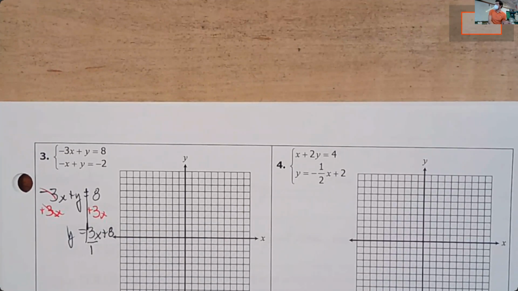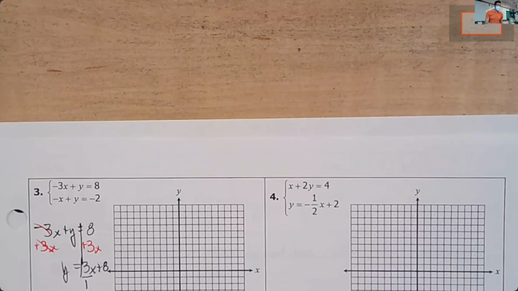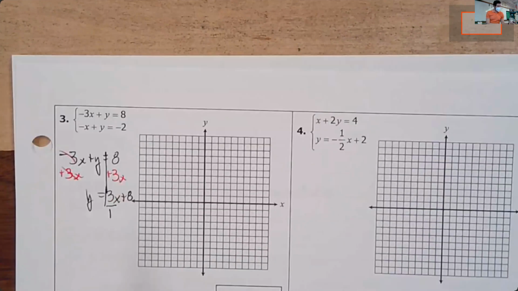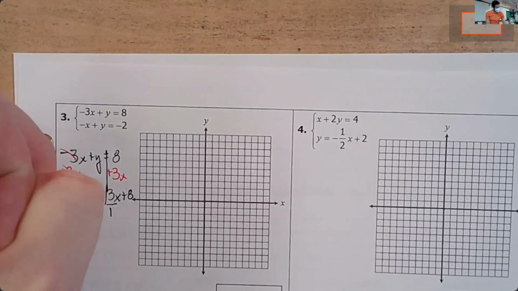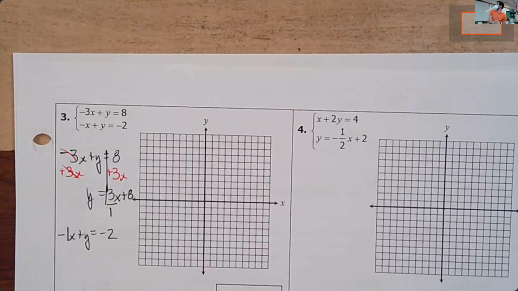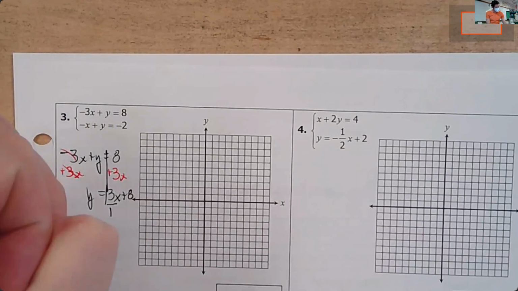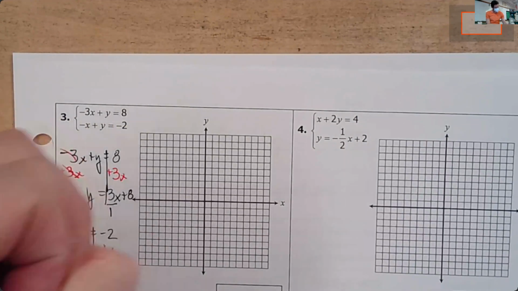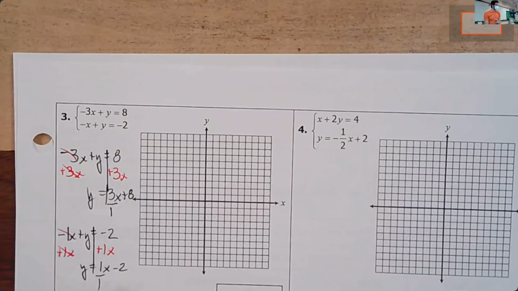We end up having to do the same thing with the second equation on this one too, because y is not by itself on that second equation. And instead of writing negative x plus y, I'm going to write negative 1x plus y equals negative 2. We have to get rid of that minus 1x, so we're going to add 1x to both sides. And that'll give us y equals 1x minus 2, or 1 over 1x minus 2. And so now we have both of these in slope-intercept form, which means we can graph both of them at this point.